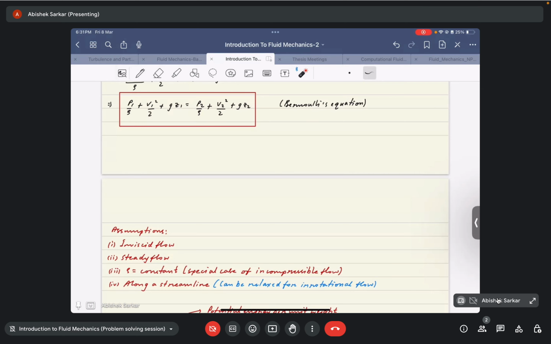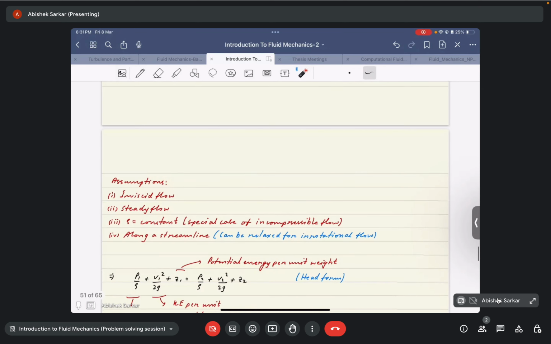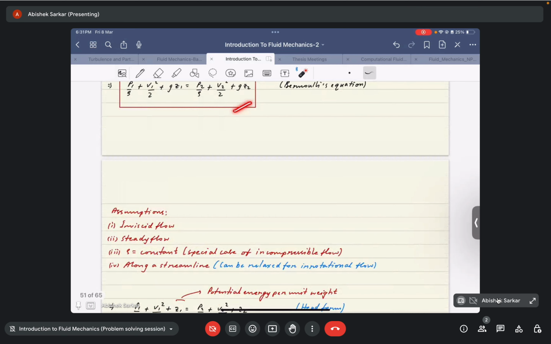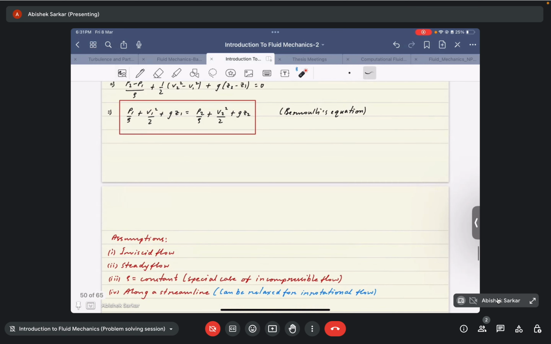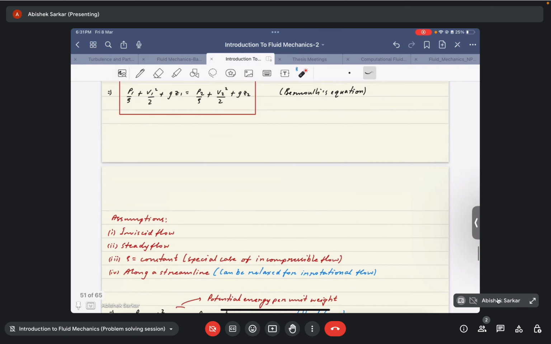Okay, so the assumptions are that for this equation to be valid or useful, the flow must be inviscid. Okay, the flow must be inviscid. Secondly, for this specific form of equation, the flow has to be steady. It does not mean that Bernoulli's equation cannot be applied for unsteady flows.